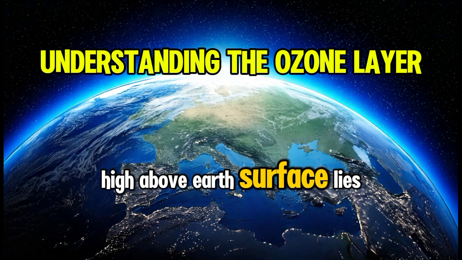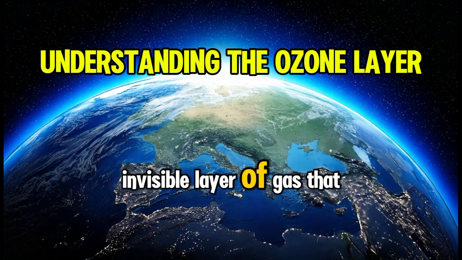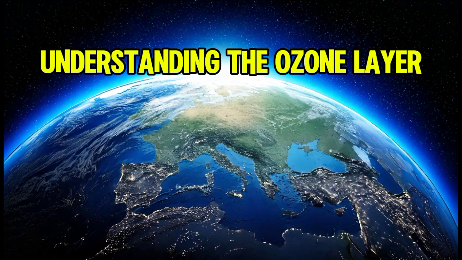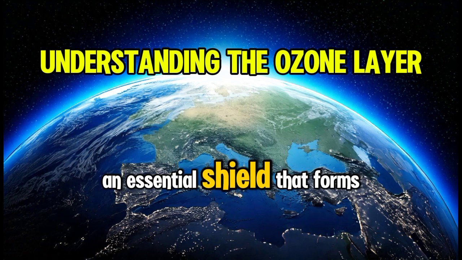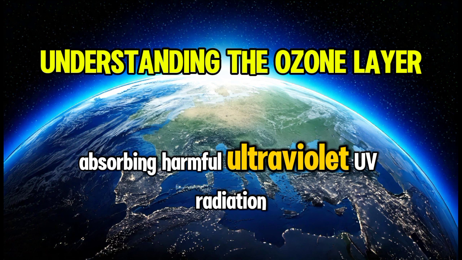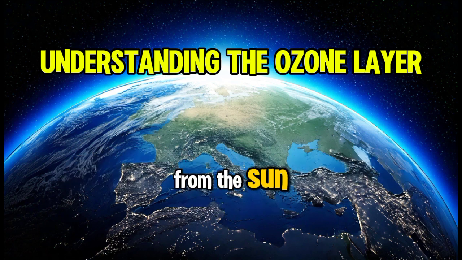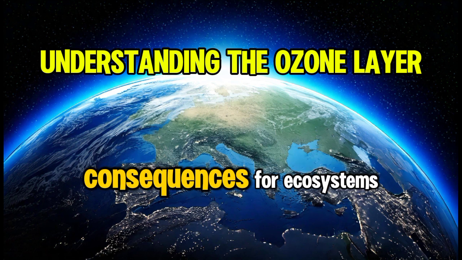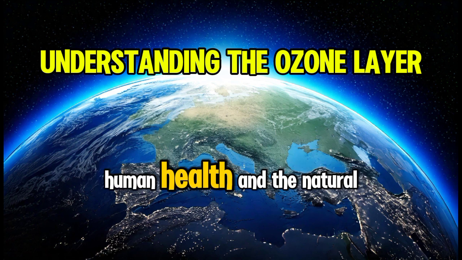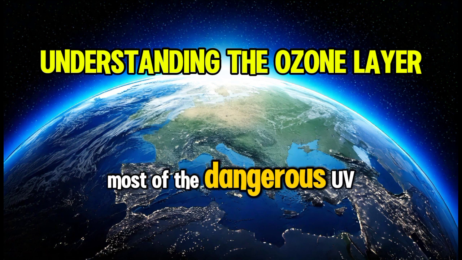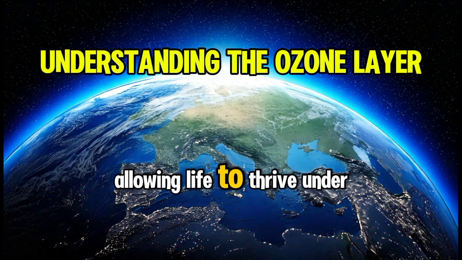High above Earth's surface lies a thin, invisible layer of gas that has a powerful influence on the health and sustainability of life below. This is the ozone layer, an essential shield that forms a delicate yet vital boundary, absorbing harmful ultraviolet, UV, radiation from the sun. The energy from this radiation could be extremely damaging to life on Earth if left unchecked, causing severe consequences for ecosystems, human health, and the natural environment. Yet, thanks to the ozone layer, most of the dangerous UV light is absorbed, allowing life to thrive under its protective cover.